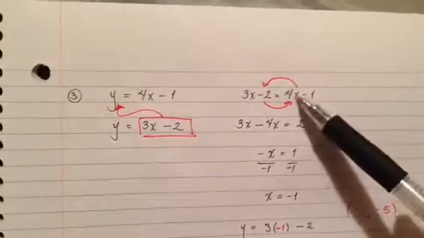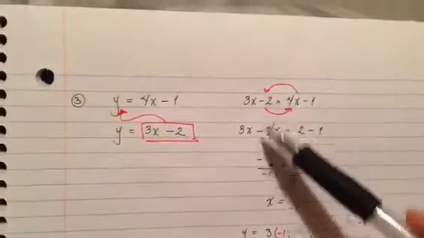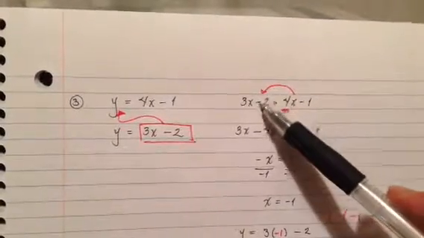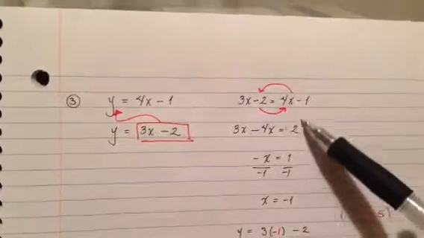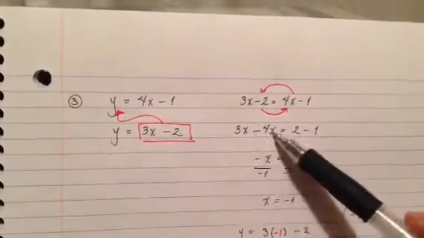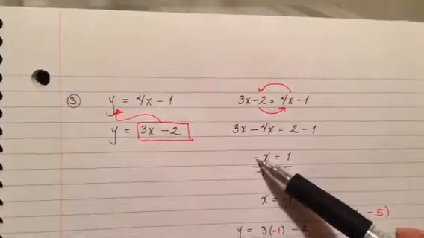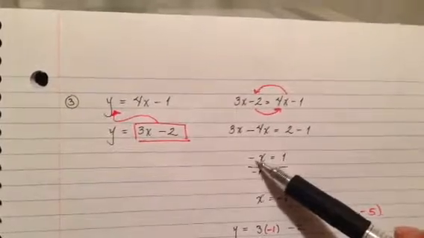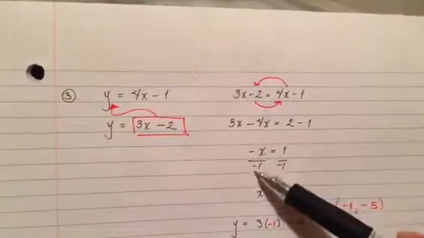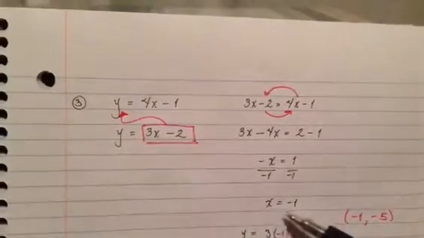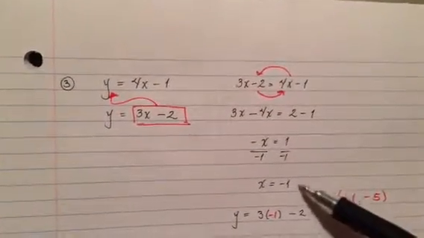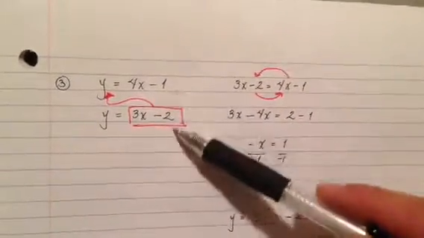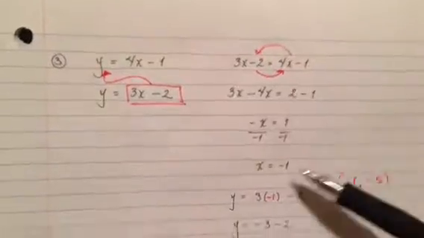You take your letters to the left, so the 4x brings across and becomes a negative 4x. And the negative 2 brings across and becomes a positive 2. Now be careful: 3 minus 4 is negative 1, and 2 minus 1 is a positive 1. Remember, we can't have the negative in front of the x, so divide by negative 1, and we end up with x equal to negative 1. Now that we have our x, we have to find our y. I can use either one of these equations, it doesn't matter. I'll just use the bottom one, it seems easier.